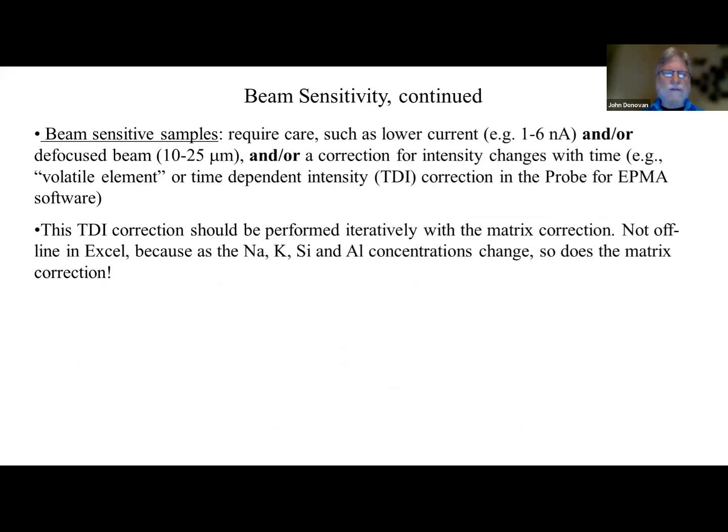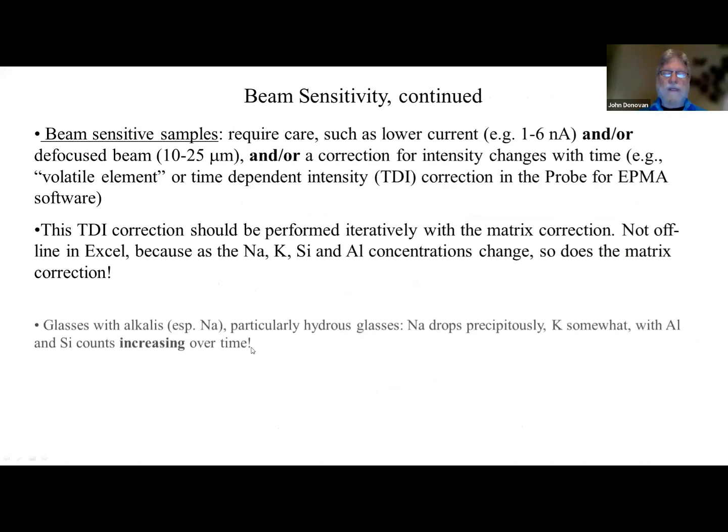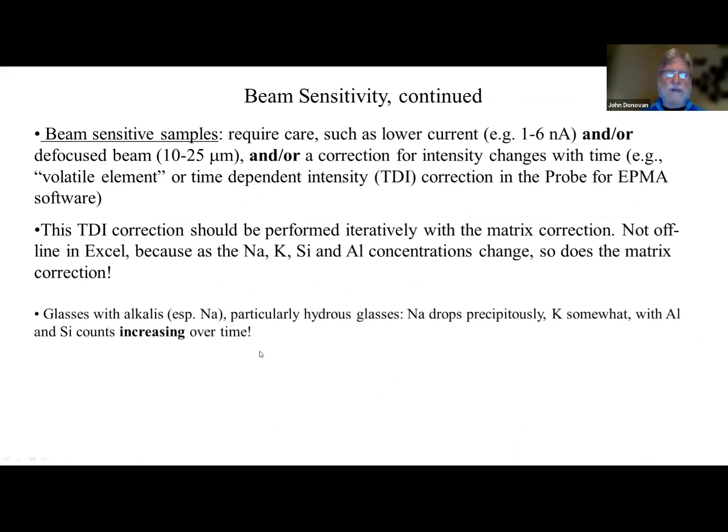All right. So we can lower the current and we can defocus the beam, but sometimes we can't, maybe we need better statistics. Maybe we have a very small melt inclusion. These TDI corrections should not be performed after the fact in Excel, because then your composition has changed, so your matrix correction needs to change. It needs to be performed with the matrix correction. Iteratively, that's a mistake. It just needs to be performed once.